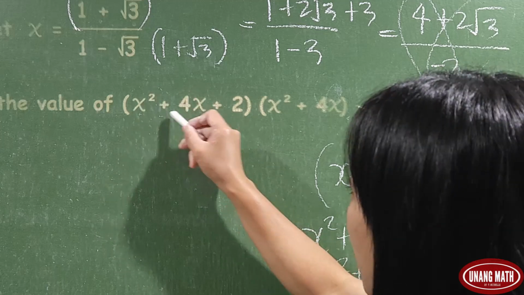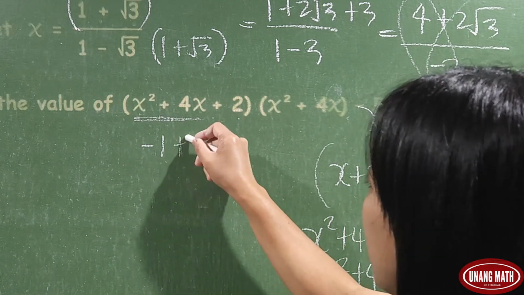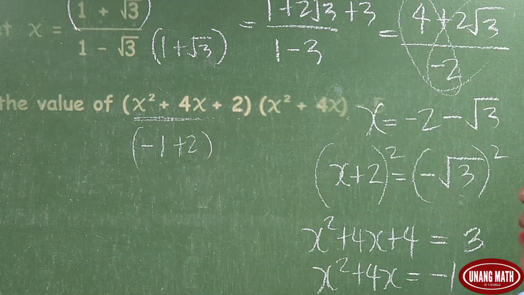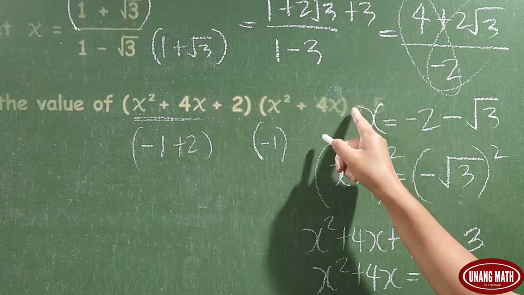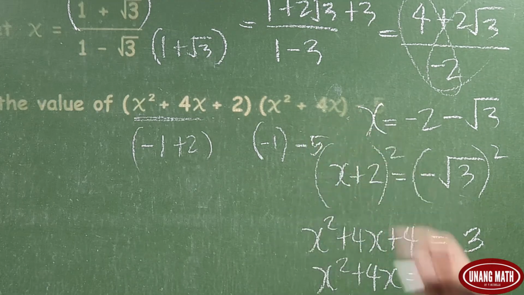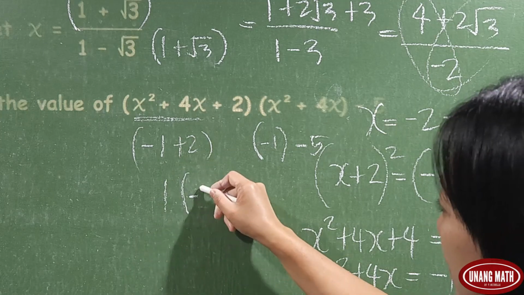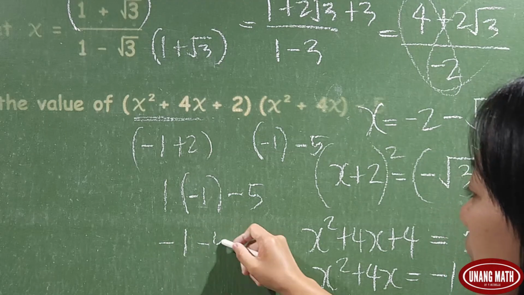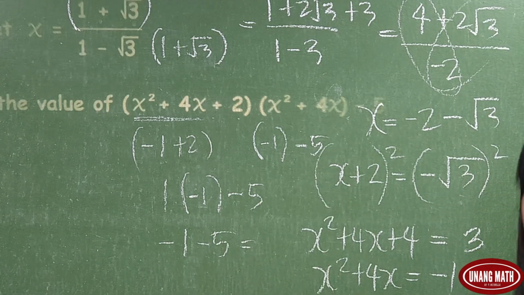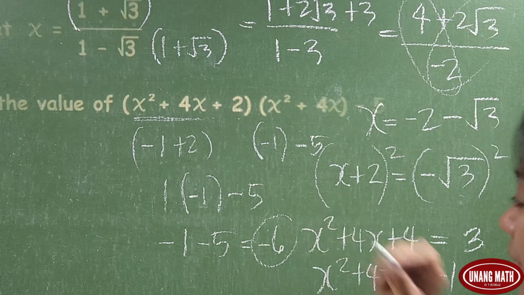So x squared plus 4x plus 2 means this is negative 1 plus 2. x squared plus 4x is negative 1, and this is minus 5. So we have here 1 times negative 1 minus 5. So this is negative 1 minus 5. So it means the value of this expression is negative 6.